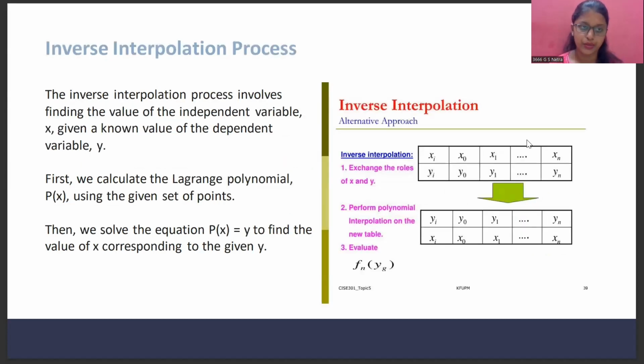Inverse interpolation process. The inverse interpolation process involves finding the value of the independent variable x given a known value of the dependent variable y. First, we calculate the Lagrange polynomial p(x) using the set of points. Then we solve the equation p(x) equal to y to find the value of x corresponding to the given y.